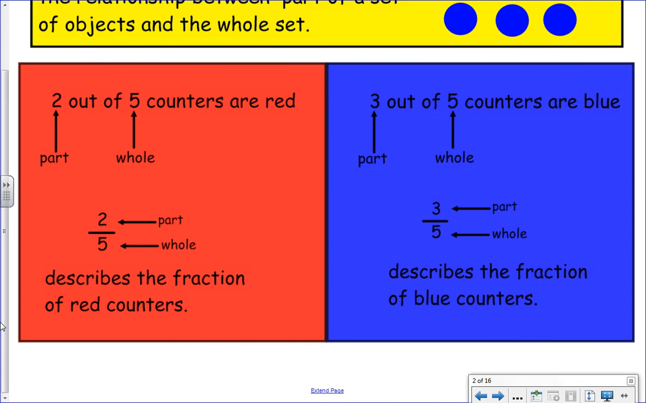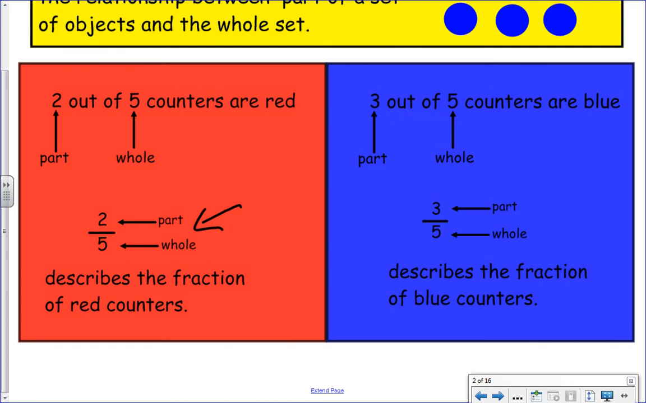So 2 is the part, 5 would be the whole. So our fraction is going to look like this. The part goes on the top in the numerator, and the whole goes on the bottom in the denominator. It describes a fraction of red counters.